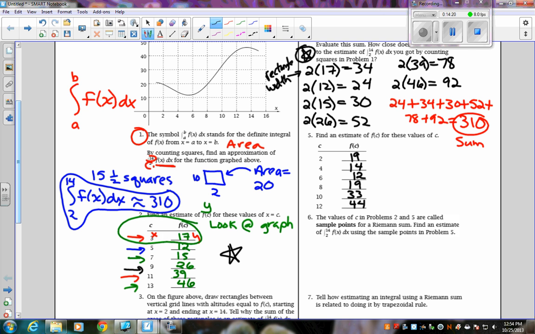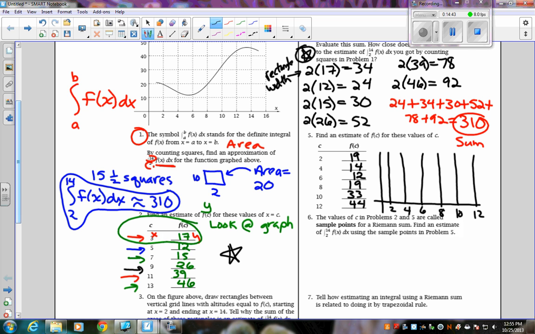Now, if that doesn't make sense, draw yourself a little graph. And mine's going to be a terrible, terrible estimate. So I'm going to start at 2. I'm going to go to 4. And then I'm going to go to 6. And then 8. And then 10. And then 12. Now, the height for 2 is going to be at 19. So I'm going to write that down here. 19, and my width is 2. So I can find that area.